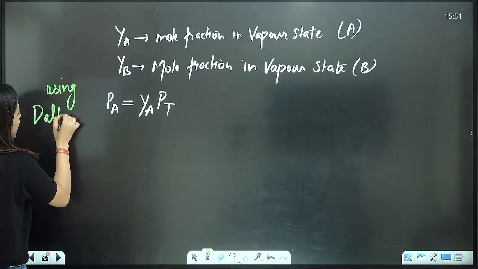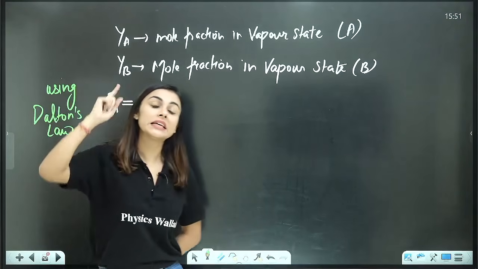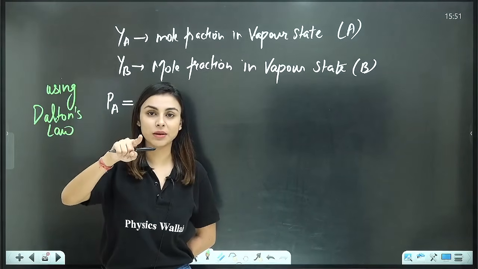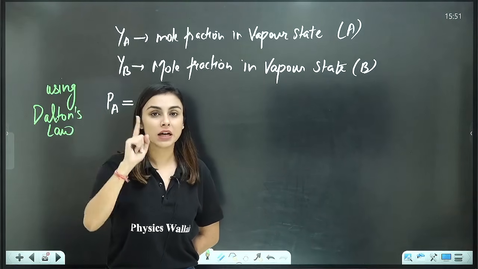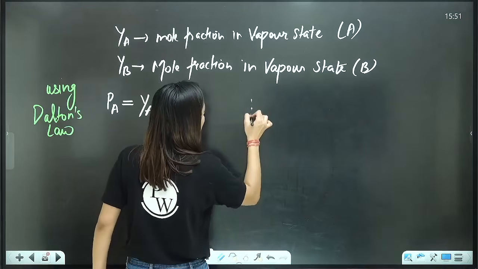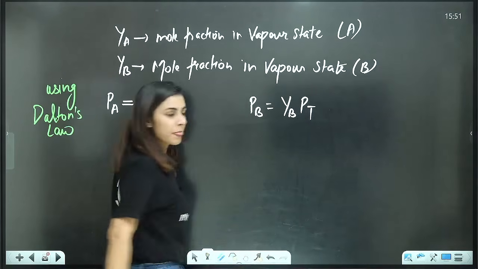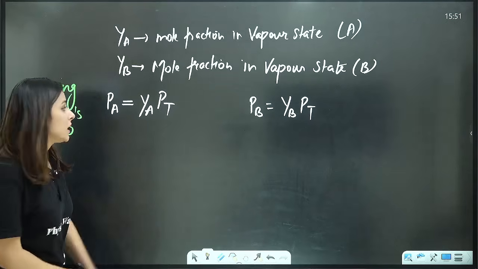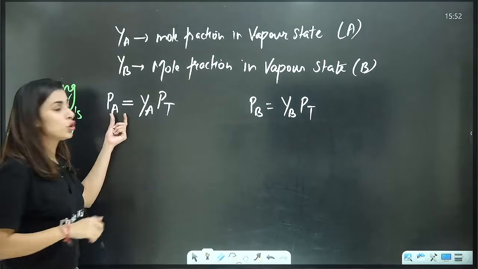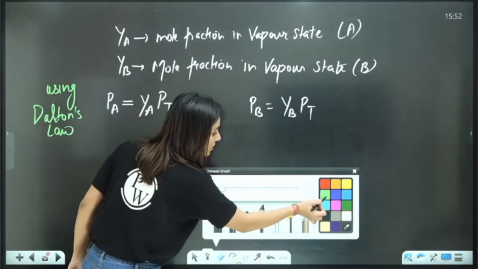This was discussed in 11th class, states of matter chapter. So just go through that again, right? Similarly, we can say that PB is equal to YB times P total.